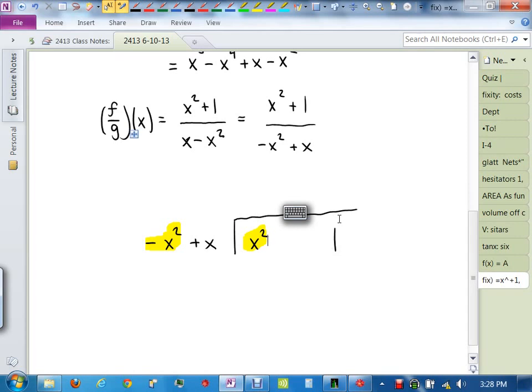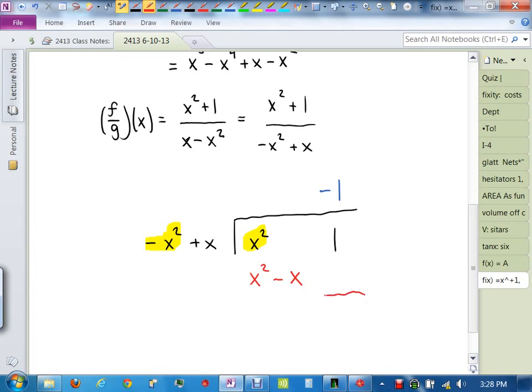So what were we going to multiply by? Negative 1? You put negative 1 on top of the negative. That's not necessary, but you can do it that way. What's negative 1 times negative x squared? x squared, so you put that here. Negative 1 times x is negative x, so I put that right here. And that's it.